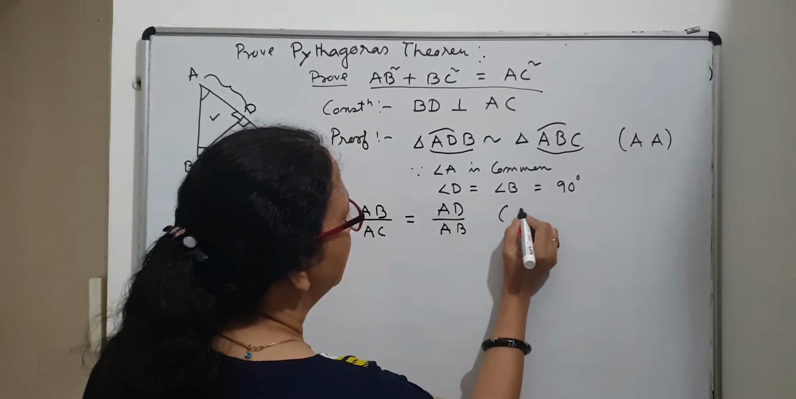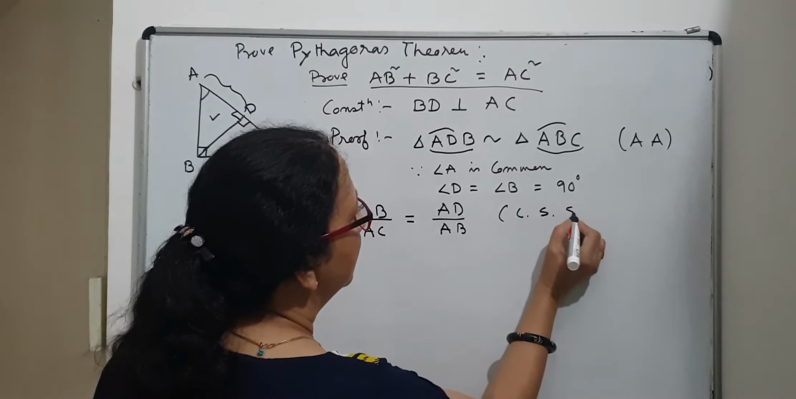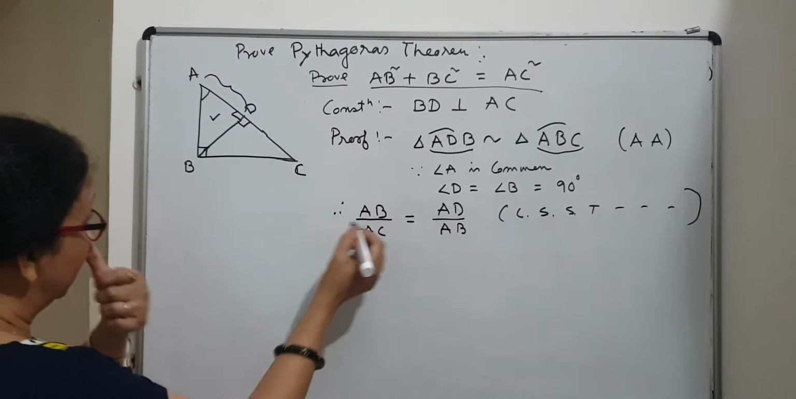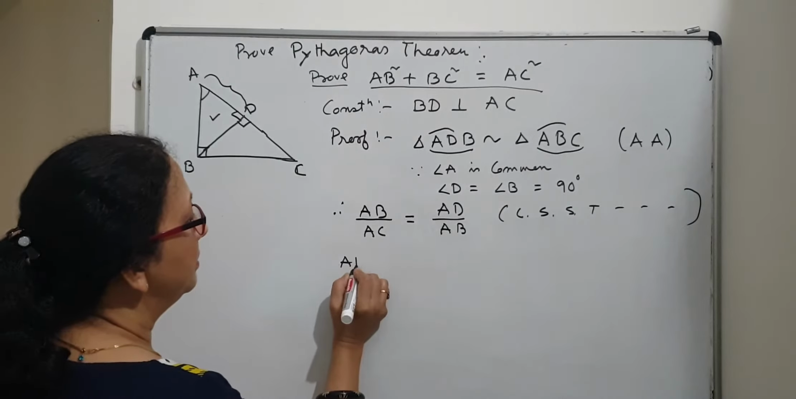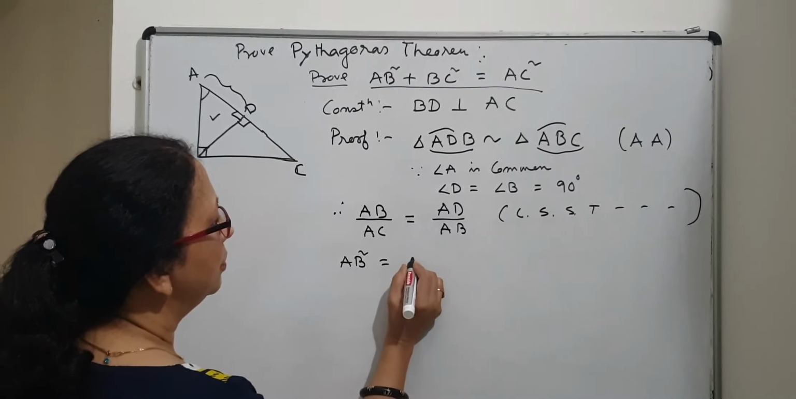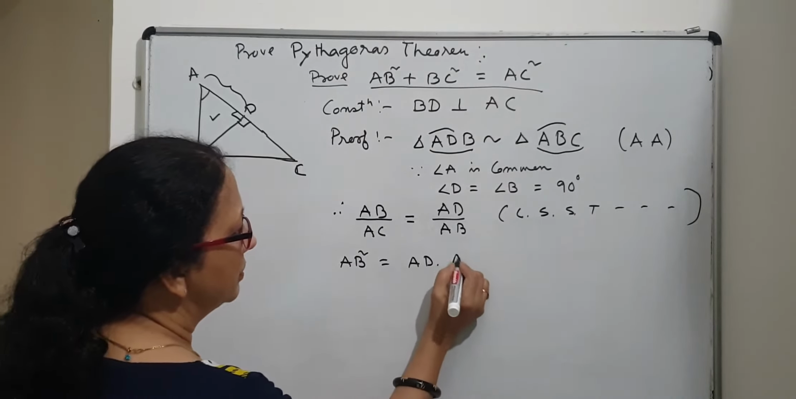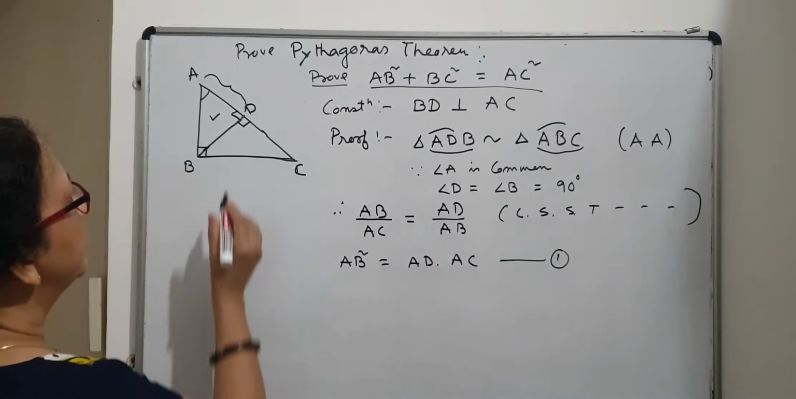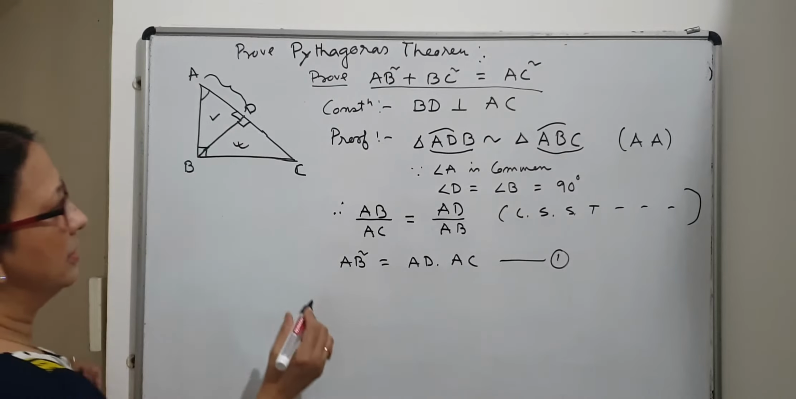So this is corresponding sides of similar triangles are proportional, that you should write. So by cross multiplying, what am I getting? AB square is equal to AD into AC. So equation 1.